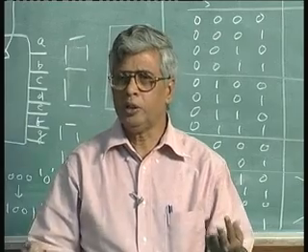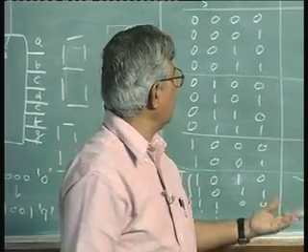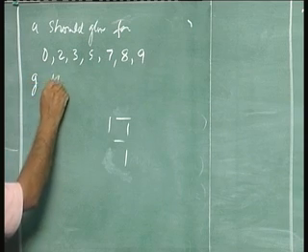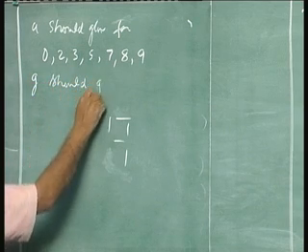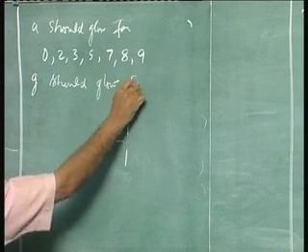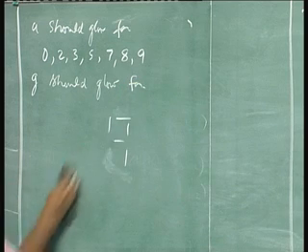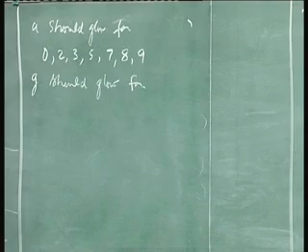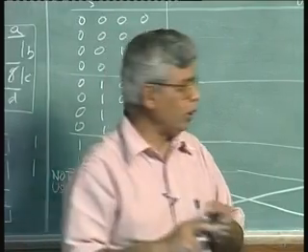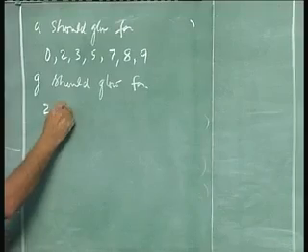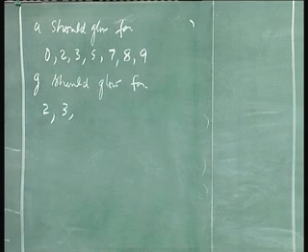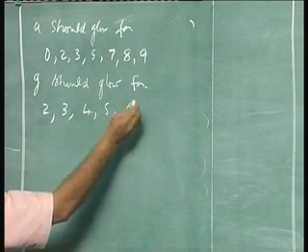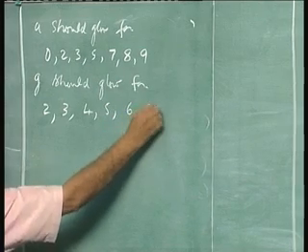We will do one more segment to make sure that you understand. Let us say, for which numbers should G glow? G is a segment. Segment G need not glow for 0, for 1 it need not, 2 yes, 3 yes, 4 yes, 5 yes, 6 yes, 7 no, 8, 9.